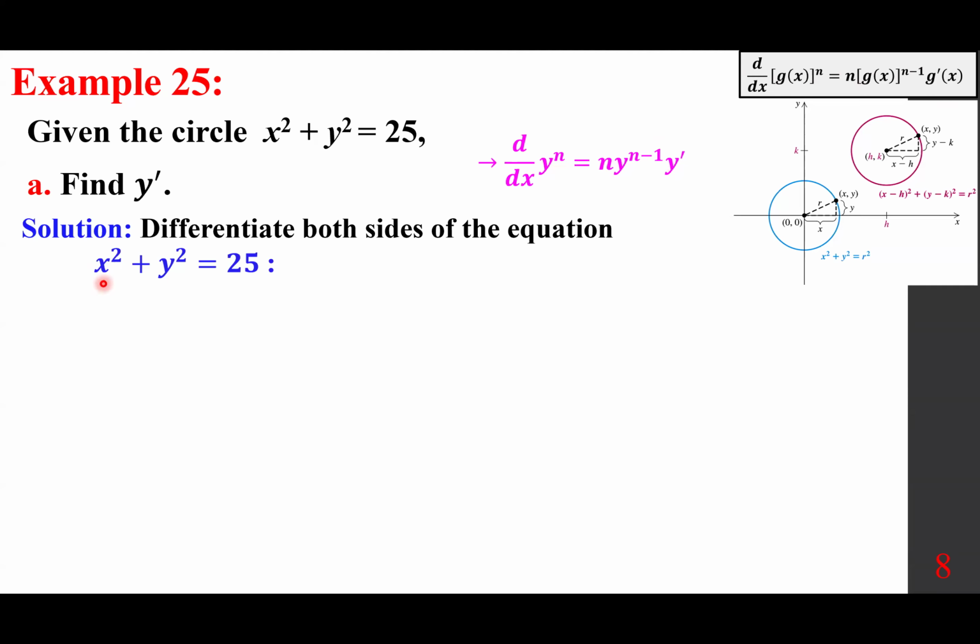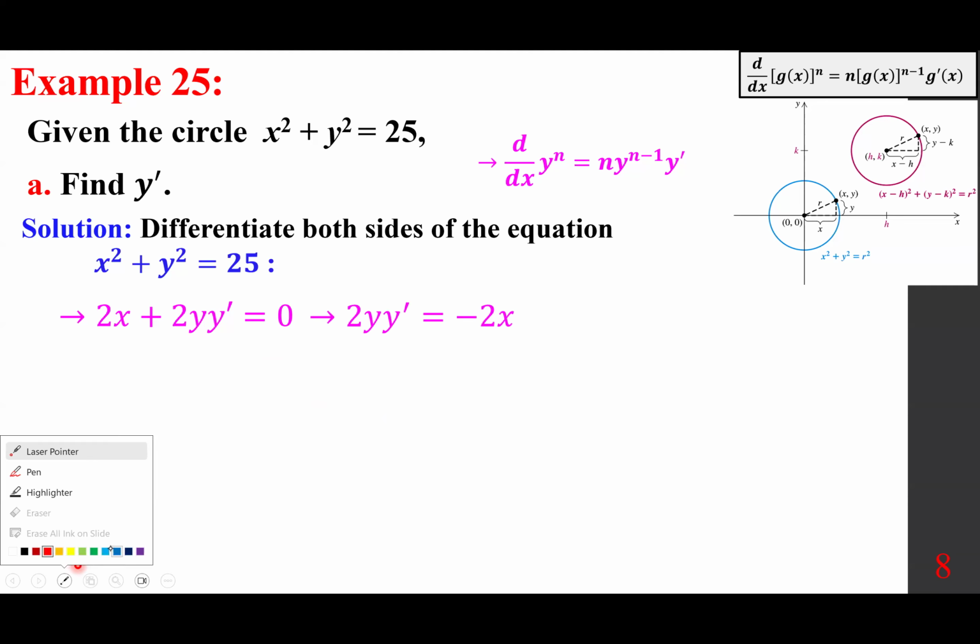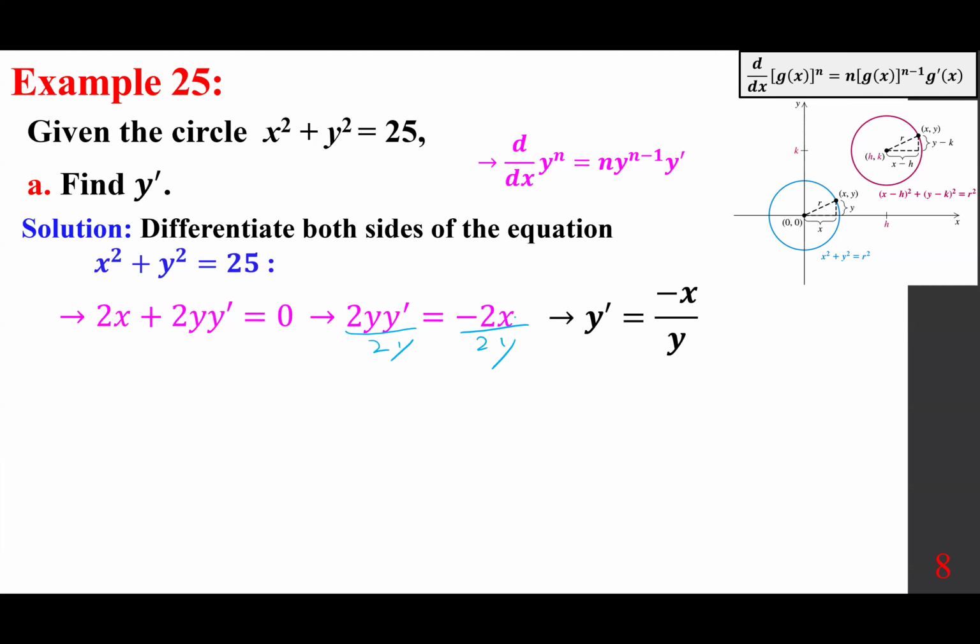Therefore, x squared gives 2x. Y squared gives 2y y prime. The derivative of any number, including 25, is 0. Since we want to solve for y prime, we are going to move 2x to the right side and make it negative. Divide both sides by 2y, and y prime becomes negative x over y.